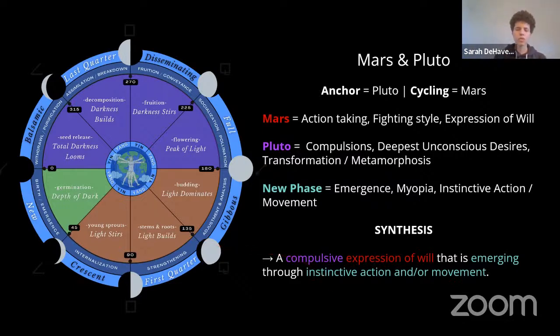So a synthesis of Mars and Pluto new phase could be a compulsive expression of will that is emerging through instinctive action and or movement. Like it can be that simple. And of course, when we look at these dynamics through the context of the uniqueness of an individual, of course, the colors are going to burst off of the page and show so much more texture and depth. But it can be this simple to start with the synthesis and then work from there. A compulsive expression of will that is emerging new phase through instinctive new phase action or movement, right? Pretty straightforward, right? I really feel like it is.